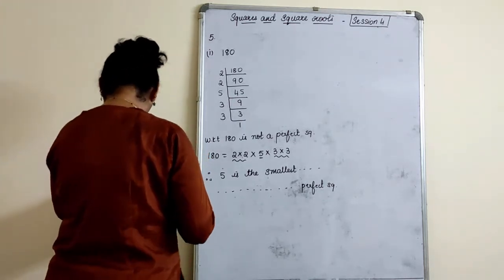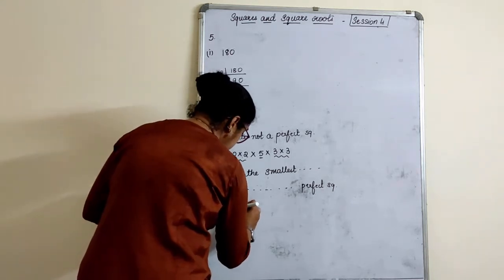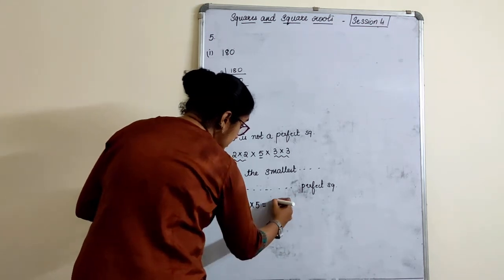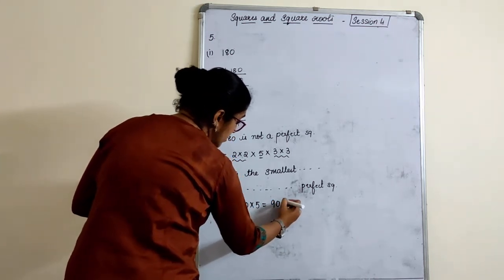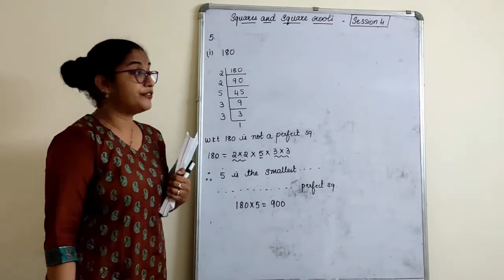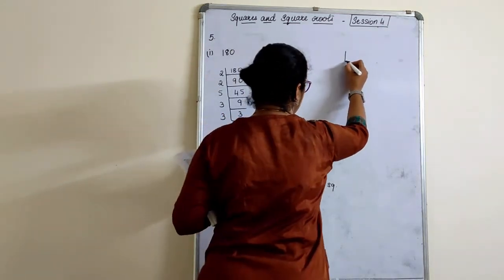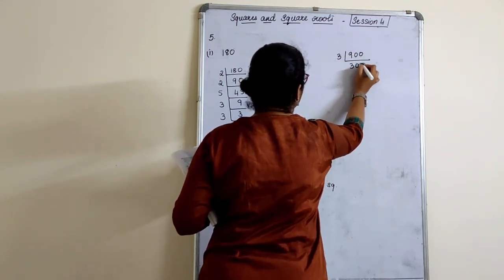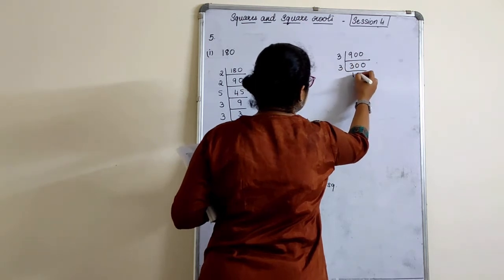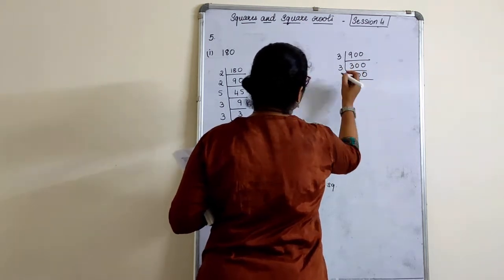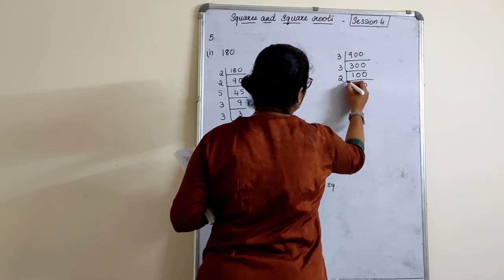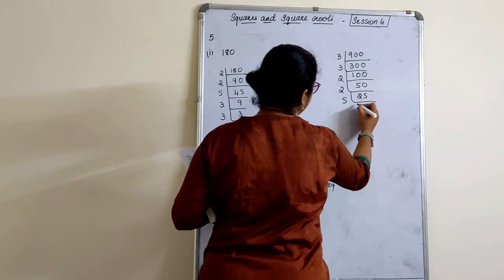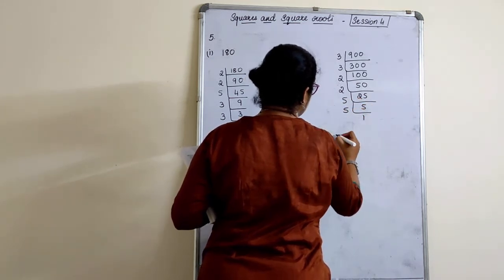So when we multiply 180 into 5, what is 18 fives? 18 fives are 90. So it is 900. Now 900 is a perfect square, children. I am doing it here. So for 900, when we see, we start from 3. 3 threes are 9, 3 tens are, 3 hundreds are, 2 50s are, 2 25s are, 5 fives are, and 5 ones are.